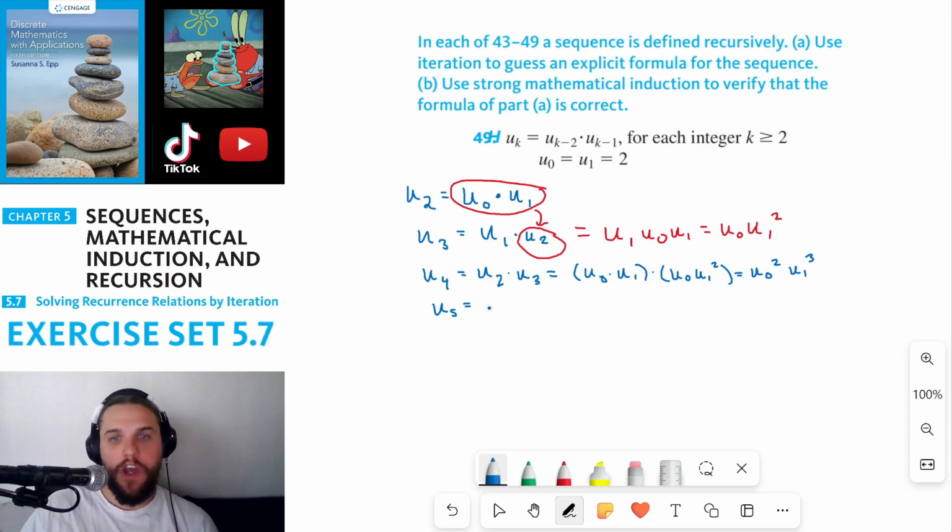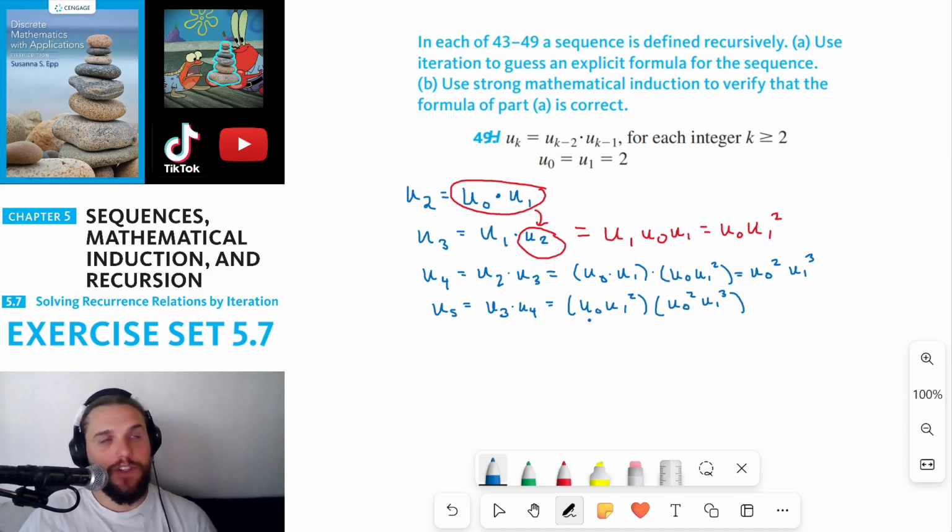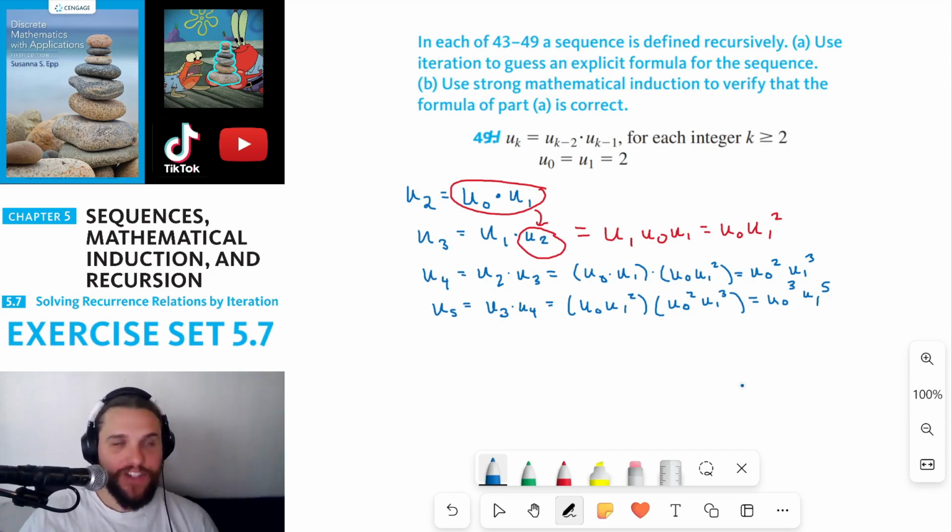U sub 5 is just going to be u sub 3 times u sub 4. And we have expressions for those. This is u sub 0 times u sub 1 squared times u sub 0 squared times u sub 1 cubed. And if we combine these factors, we get u sub 0 cubed times u sub 1 to the 5th power. Notice how u sub 1 didn't increase by 1 here, it increased by 2. Now, I would say the pattern is still a little weird. And so, now I would say most students can't really identify the pattern at this point.